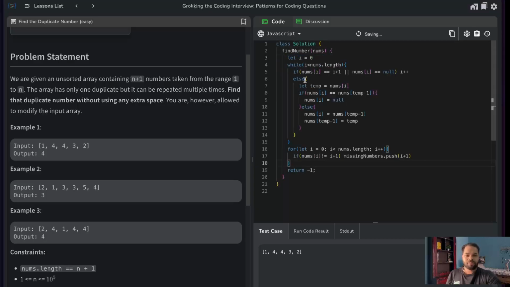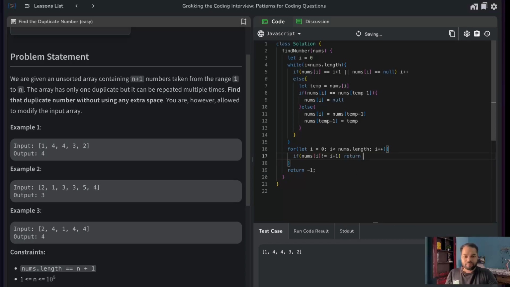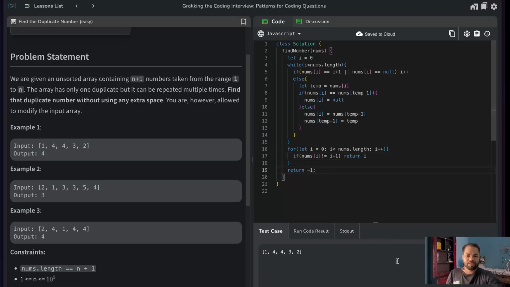But here we need to just find the number itself, there won't be that many missing numbers, right? So I will say, okay, sorry, I will say if it is not equal to n plus 1, then we'll return i. Simple as that. Right, so let's try to run and see.